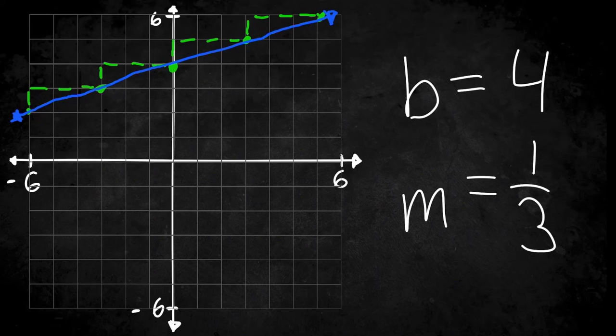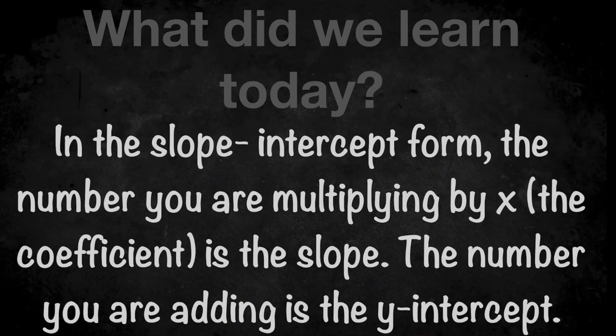Now that we have graphed this equation, let's review what we learned today. We learned that in the slope-intercept form, the number you are multiplying by the x, the coefficient, is the slope. The number you are adding is the y-intercept.